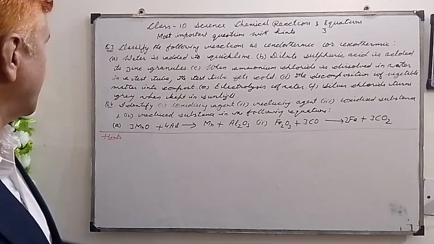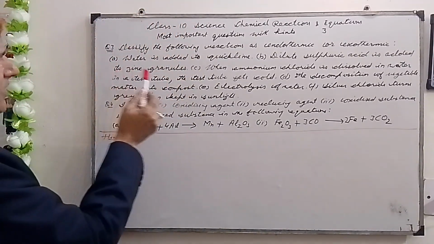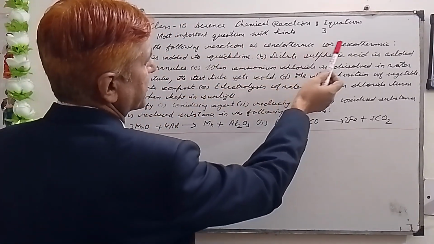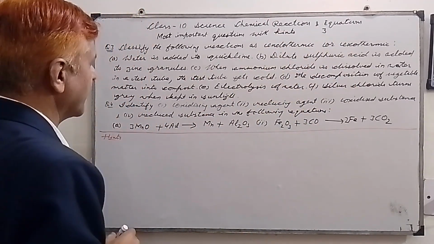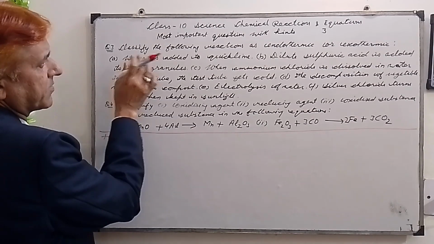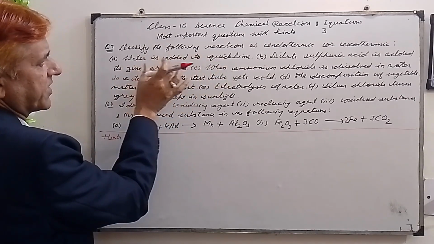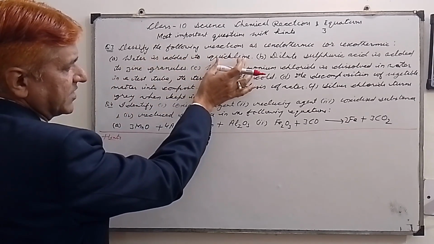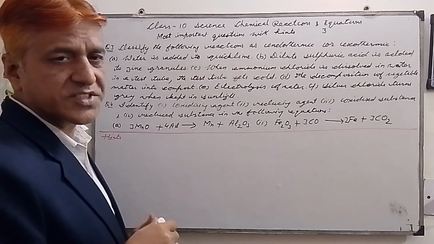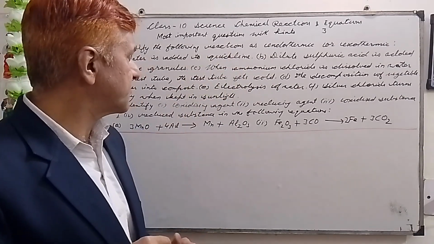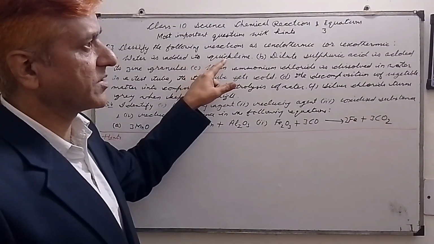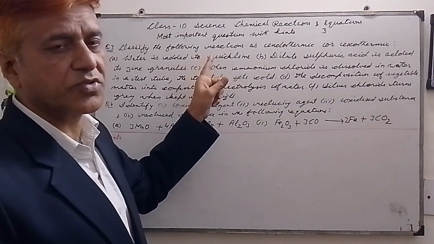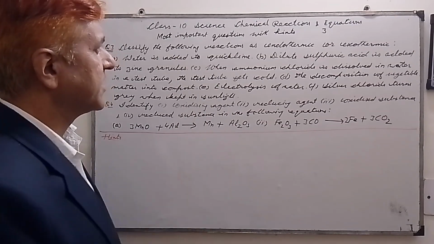So now next question. Classify the following reactions as endothermic or exothermic. First part is water is added to quicklime. So my dear students, water plus quicklime, that is water plus calcium oxide, gives calcium hydroxide. This is a very important question. Here in this reaction, heat is produced. So this is an exothermic reaction.